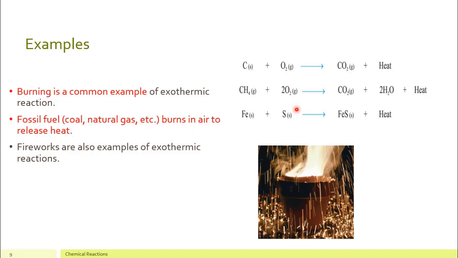Here we have three examples. In the first example, you can see that this is burning of coal in which carbon reacts with oxygen in the air to form carbon dioxide with the release of heat. Similarly, you can see the burning of methane. In this reaction, methane reacts with oxygen of the air to produce carbon dioxide, water along with heat. And here you can see that iron reacts with sulfur to form iron sulfide with the release of heat. So all these three are the examples of exothermic reaction in which heat is released.